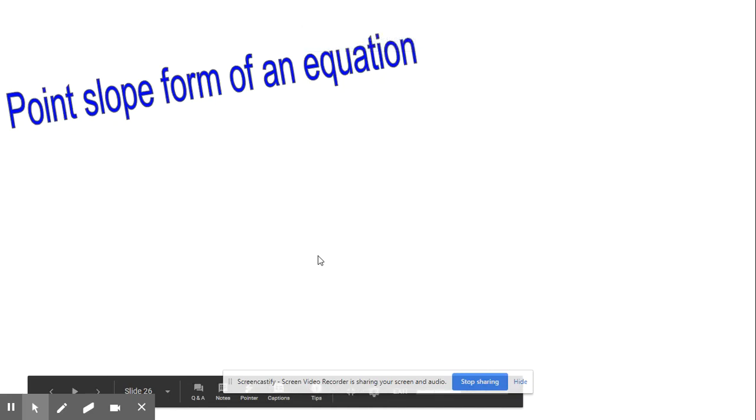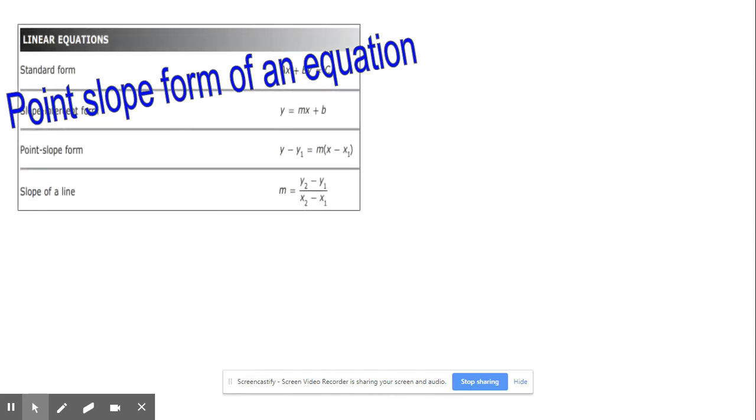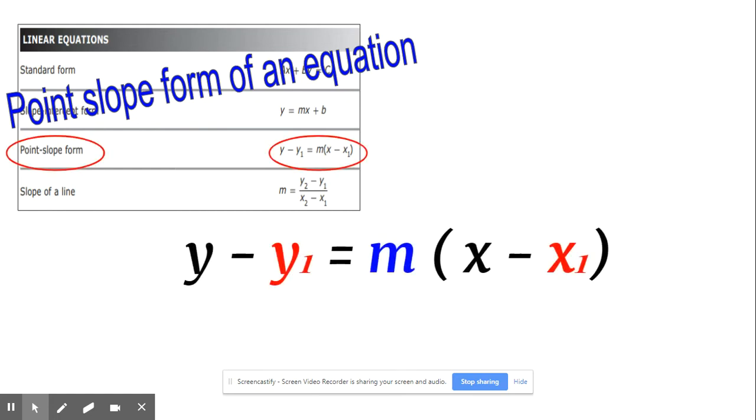All right, guys, we're going to look at how to find point-slope form of an equation. Point-slope form of a linear equation is y minus y1 equals m, and then x minus x1. So again, y minus y1 equals m, and then x minus x1.